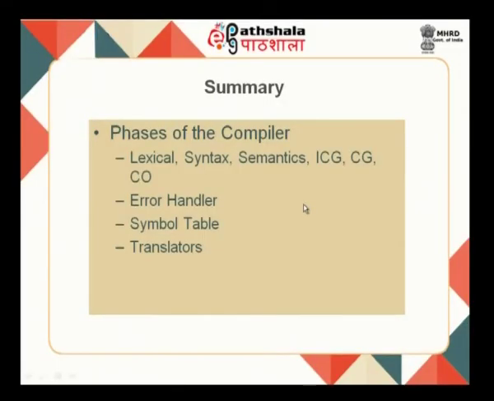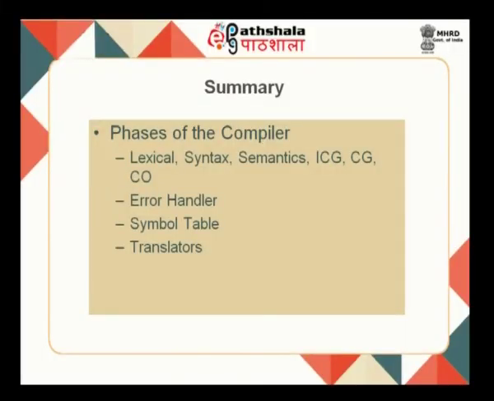So, to summarize, we have seen the phases of the compiler, where we looked at 6 phases: lexical, syntax, semantics, intermediate code generation, and finally code optimization. We also talked about the need for an error handler and the symbol table, and we also talked about translators, where we looked at interpreter and translator as 2 inputs. So, with that we have seen the phases of the compiler. Now, we will take an example and discuss that in the next module.